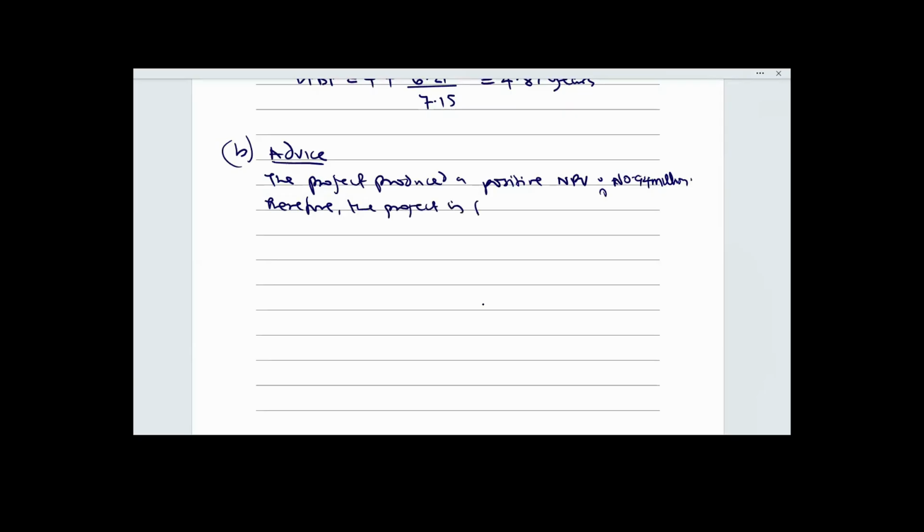Number B, requirements, advice. Okay. The project produced a positive net present value of 0.94 million naira. Therefore, the project is financially viable.